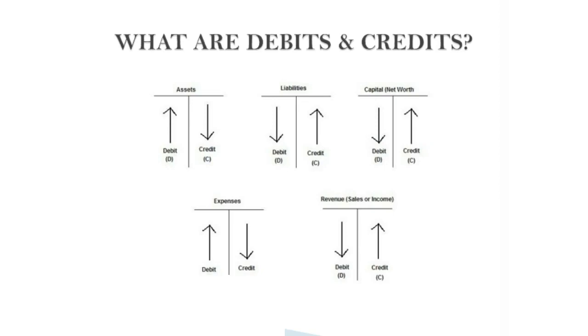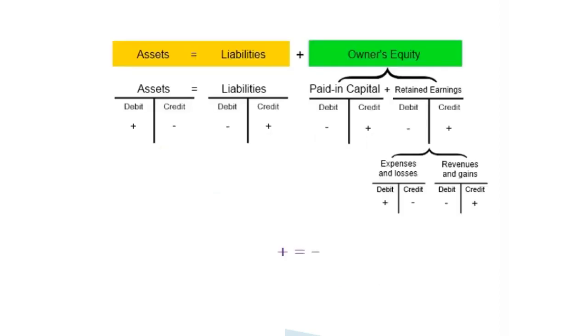Liabilities, the equity, and the income increase on the right side or the credit side. One single transaction must have a debit and a credit. Let's take a look at this more in detail. The accounting equation is assets equals liabilities plus owner's equity.